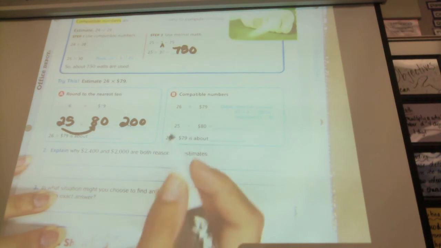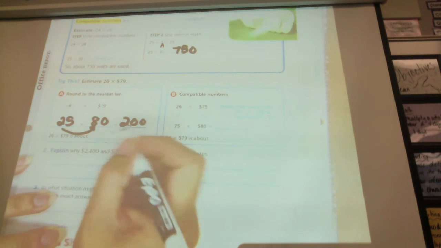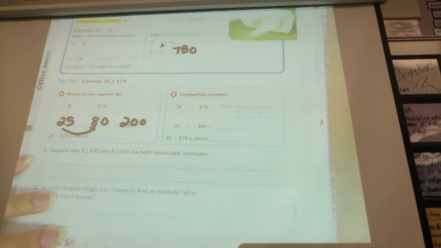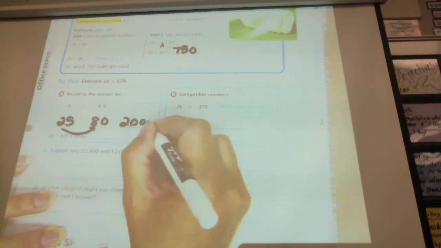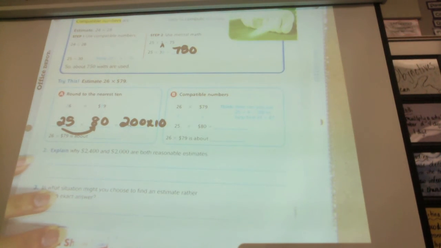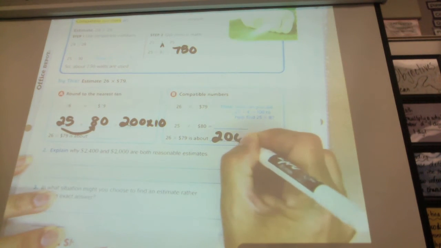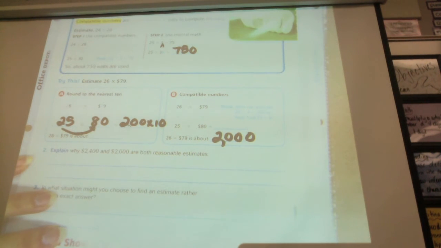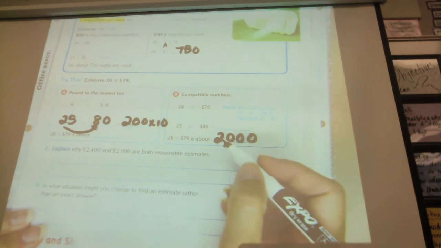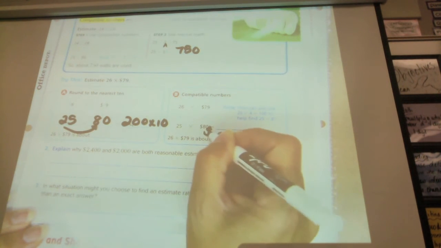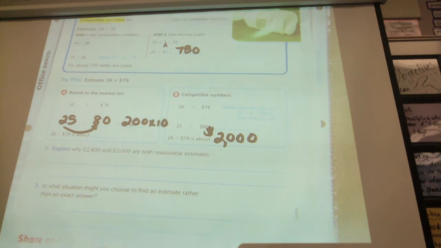Right? So 25 times 8 is 200, but we have times 10. So what is my final answer going to be? 2,000. It will be 2,000 because this is really like saying 200 times 10. And 200 times 10 is 2,000. It is about 2,000. Right. So what our question here is 26 times $79 is about 2,000 what? Dollars. Yeah, I almost missed that. Yeah, it's just asking. It's the same thing.